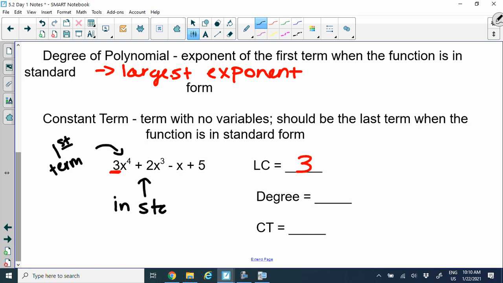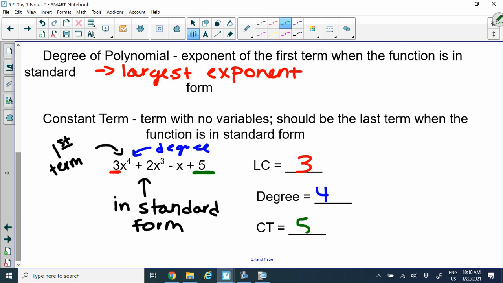in standard form, because remember we go from biggest to smallest in our exponents. Okay, degree. So basically our degree is going to be the largest exponent. So in this case, it's going to be 4. And then the constant term, that's going to be our 5, because that doesn't have a variable with it.